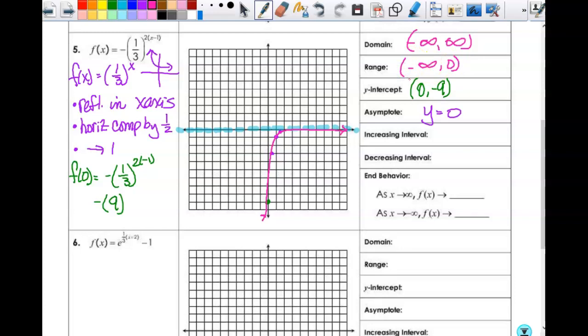Is this increasing or decreasing? Increasing. Negative infinity to infinity. This is none. This is 0, and then negative infinity. Okay. What questions do you have?